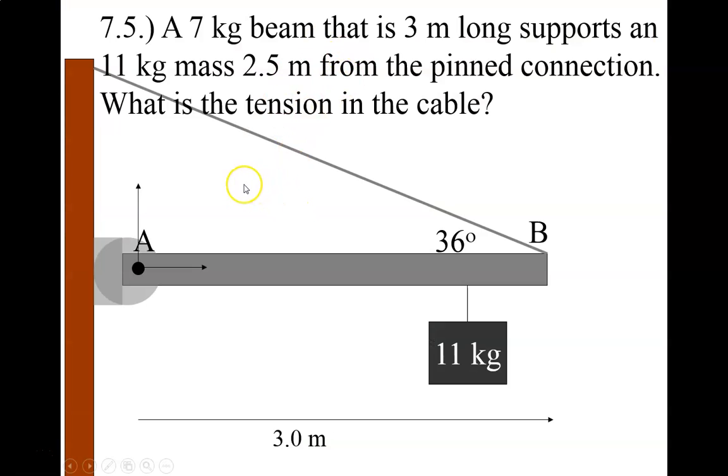So here we've got a beam, and it's supporting an 11 kilogram sign or something like that, 2.5 meters from the pin connection. So this is a pin connection. Now, this can rotate, but it can't move left to right, and it can't move up and down. So there's a force A in the X direction, and there's a force A in the Y direction, or at least there could be.